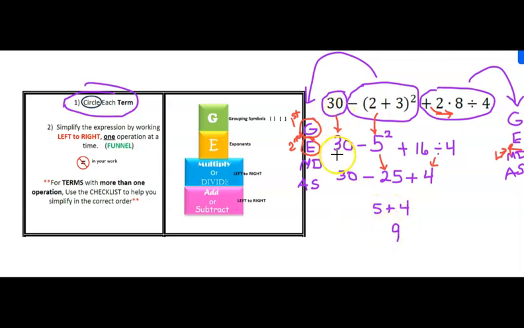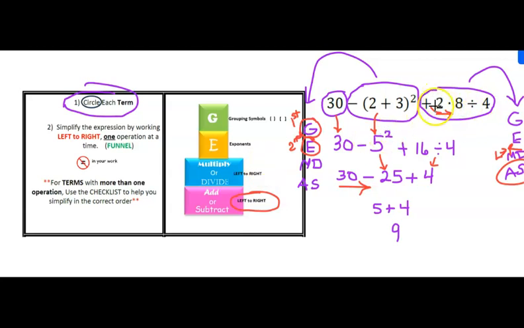So when we get to this subtraction, remember you work left to right. 30 take away 25 goes first. Addition, and this is where it gets confusing. Kids go, but you have addition first. No, it says left to right, like we read. So this reads 30 minus 25 plus 4. That means we do 30 minus 25 first plus 4. So this is always a left to right.